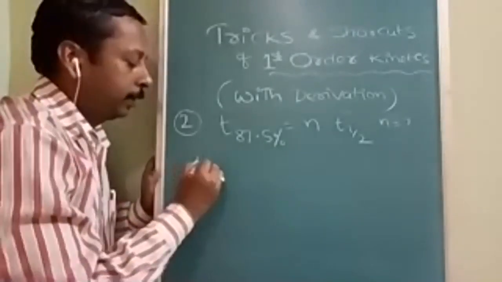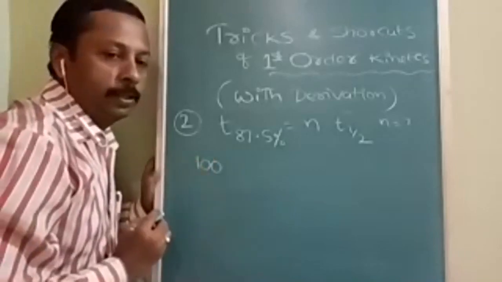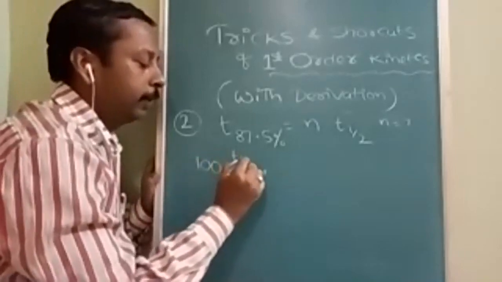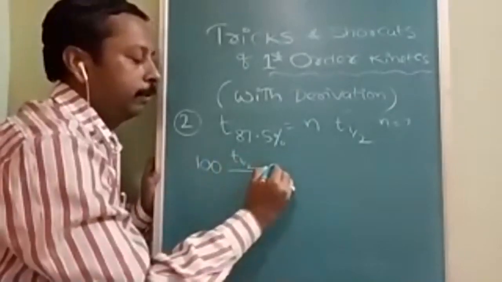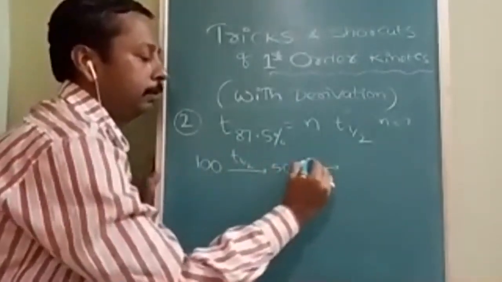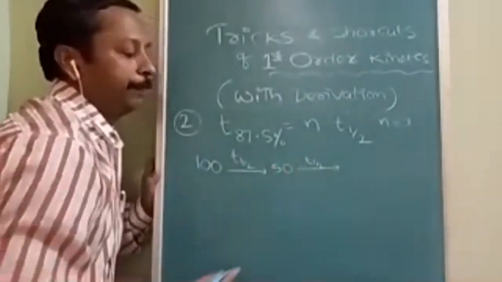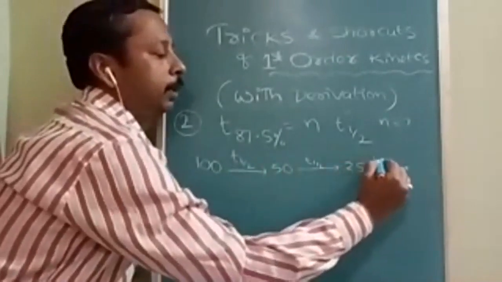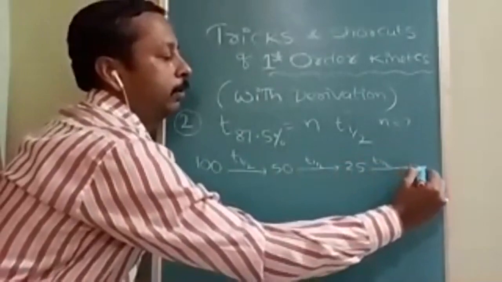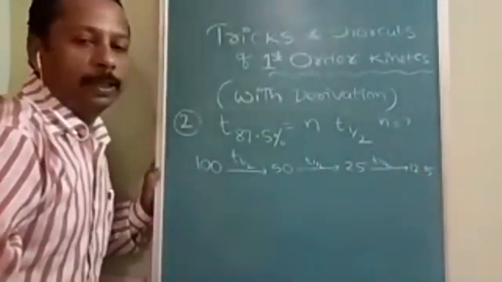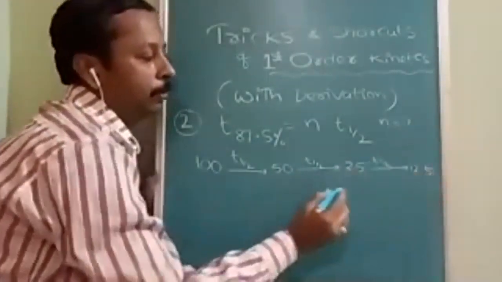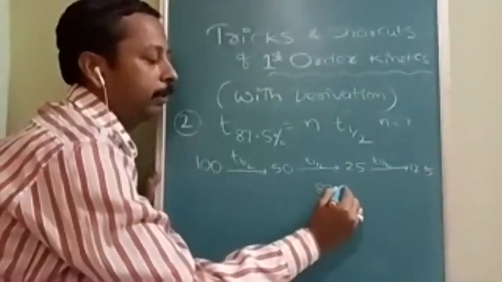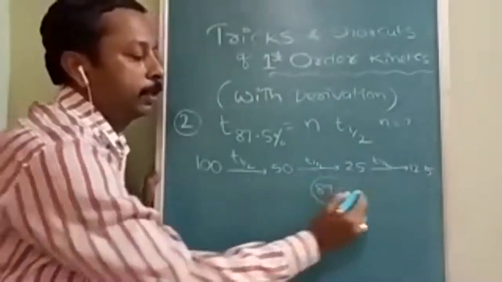Okay, so percentage, whenever there is a percentage, you should take it as 100. Okay, so after first half lifetime, how much it will be? 50%. After second half lifetime, it will be 25 left over. After the third half lifetime, how much it will be? 12.5. Is it understood, students? So 12.5 means how much is left over? 87.5 is left over, or no, sorry, this much is consumed.